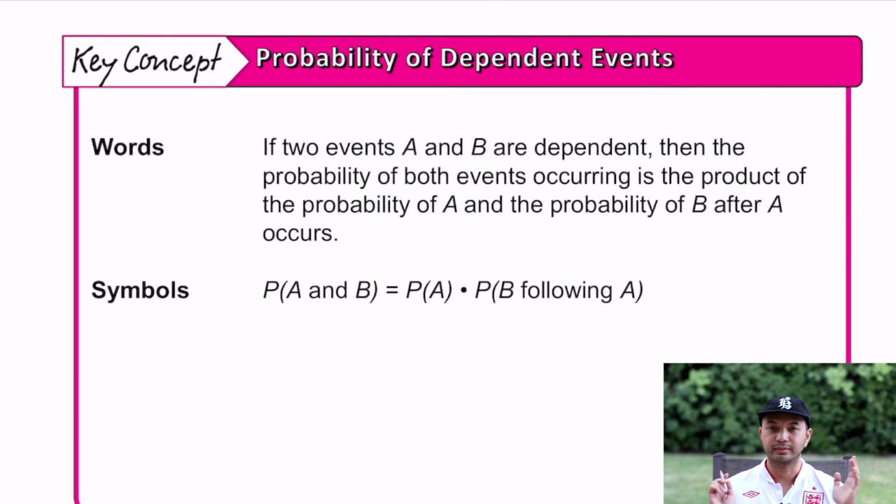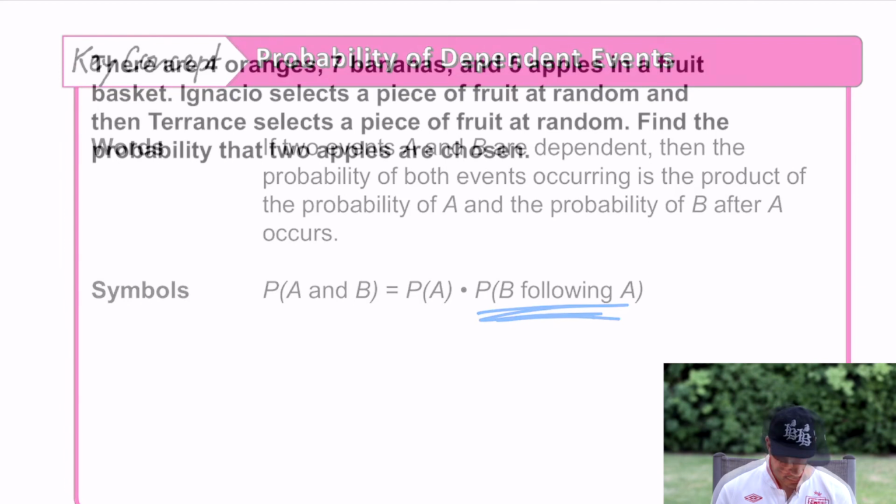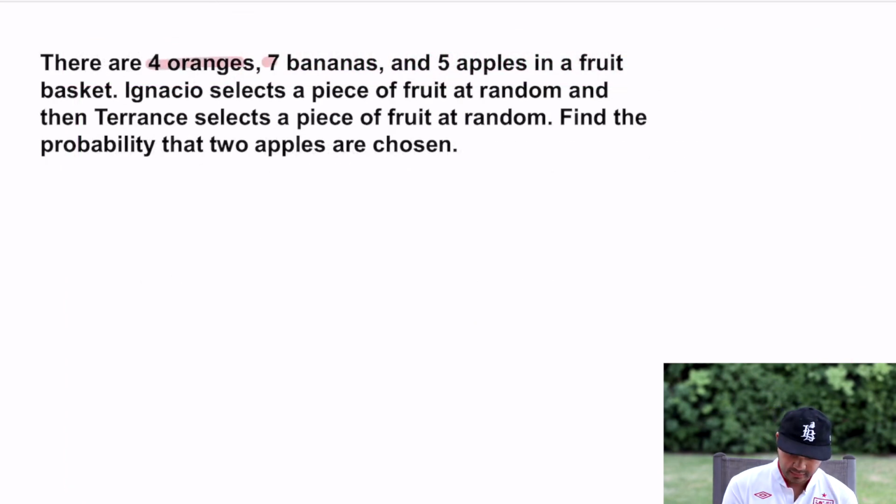Okay, so now for the kind of more interesting stuff to me. Dependent events. If two events, A and B, are dependent, then the probability of both, same thing, you multiply the two probabilities, but here it says the probability of B following A. Like, you have to do A first, and then what's the probability of B after A happens? So you have to assume that A happens. There are 4 oranges, 7 bananas, and 5 apples in a fruit basket. Ignacio selects a piece of fruit at random, and then Terrence selects a piece of fruit at random.